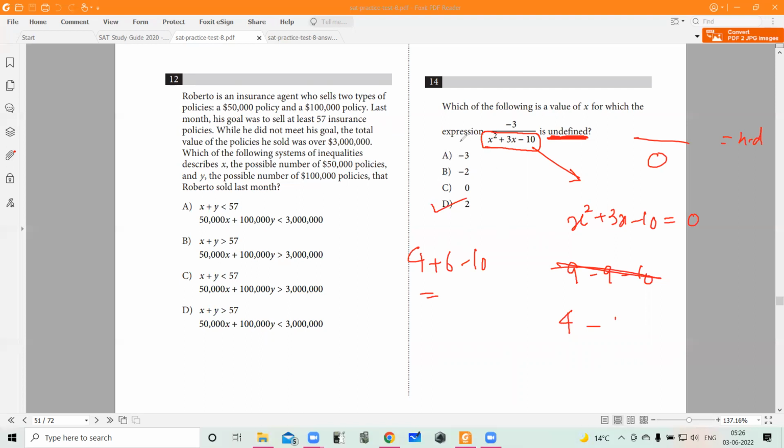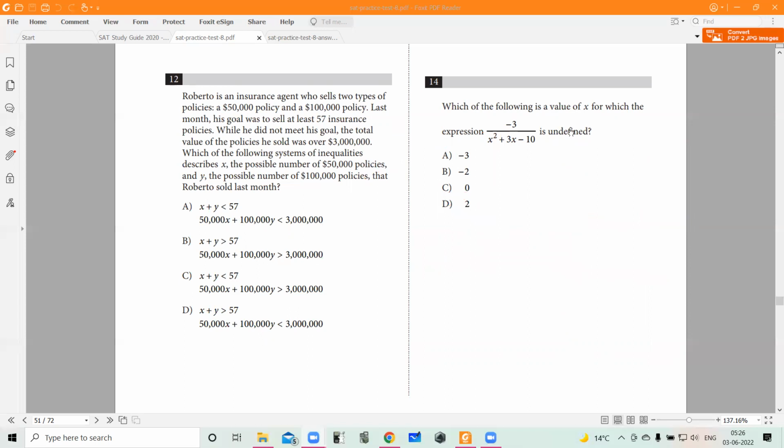Otherwise, you would have to do either the quadratic formula or factoring or completing the square to calculate the value of x, but you're already given, so just plug in. Yeah. You're right. So it's D. Undefined means when anything is divided by 0, when you're having 0 in the denominator. Okay.